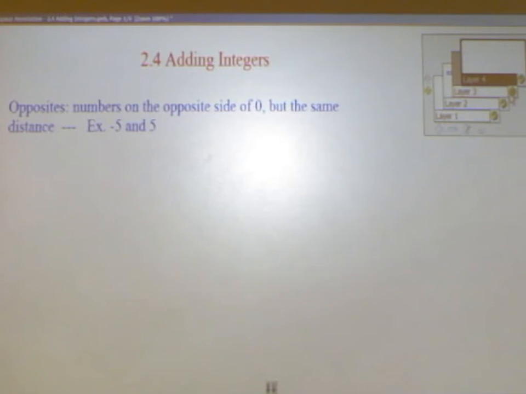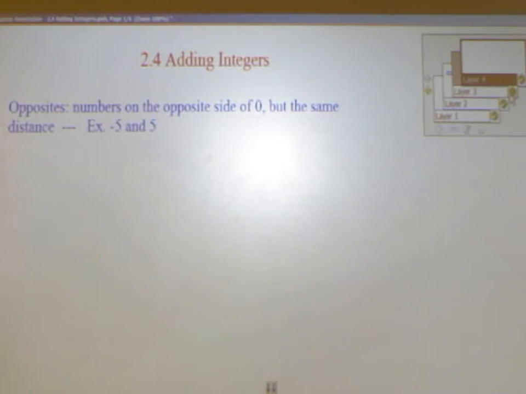Okay, 2.4 for 7th grade. We're getting into integers: adding them, subtracting them, multiplying them, and dividing them. First vocab word is opposites. Opposites are numbers on the opposite side of 0, but they're the same distance away from 0.